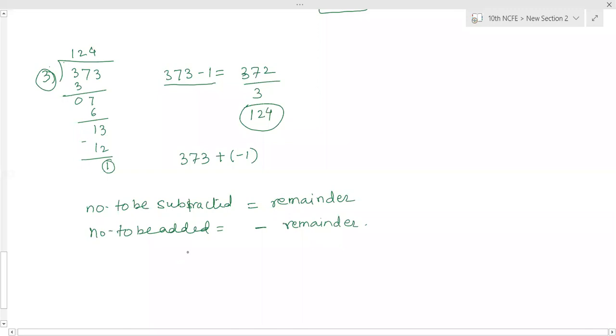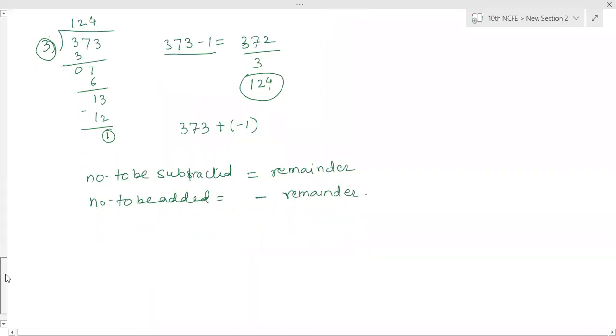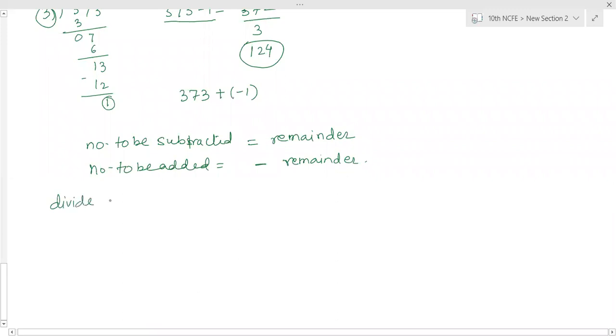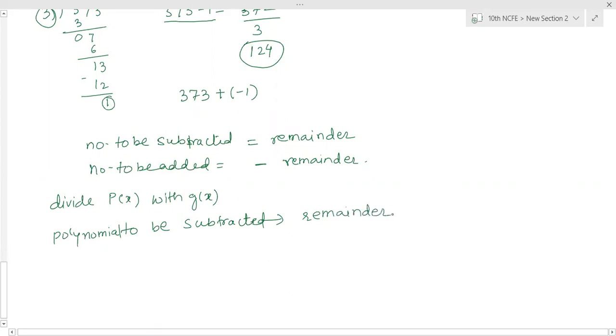Is it clear? This is the same rule we have to use for polynomials. So we have to divide the polynomial fully. Divide p(x) with g(x) and subtract. The polynomial to be subtracted is equal to the remainder polynomial. Whatever remainder polynomial we get, that has to be subtracted. And what to be added is the negative of the remainder. Is it clear?